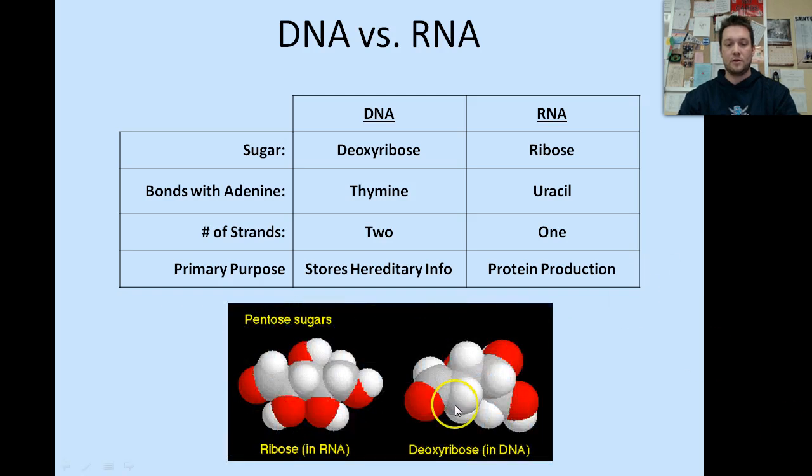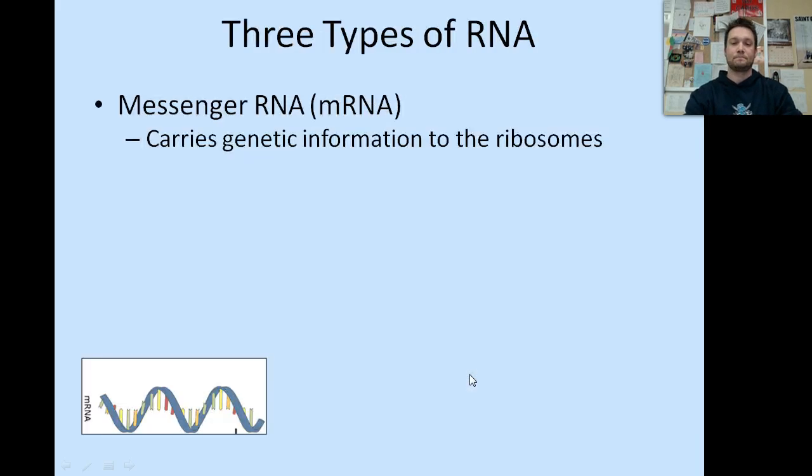All right, here are your ribose and deoxyribose sugars. The red dots are oxygen atoms, and you'll see 1, 2, 3, 4, 5 here. And over here we have 1, 2 hiding back there, 3 and 4. So one fewer oxygen is where the deoxy comes from.